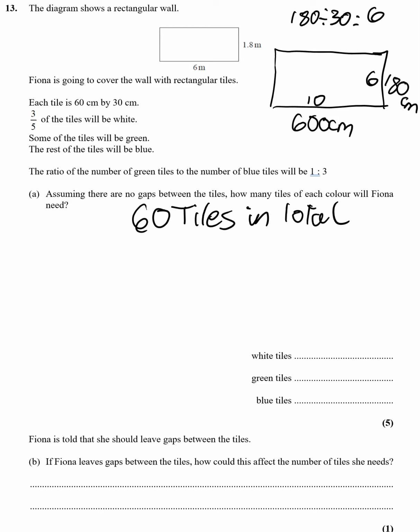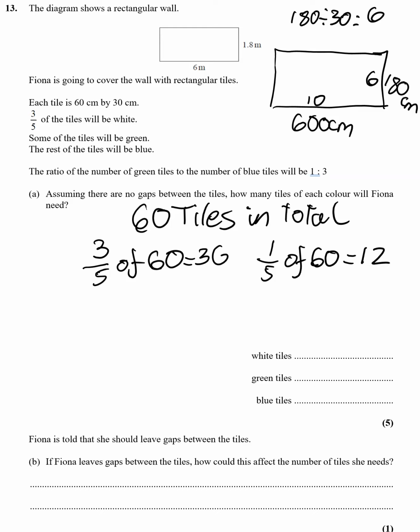Okay, now we know 3/5 of the tiles are white, so we need to work out 3/5 of 60. Well, 1/5 of 60 is basically 60 divided by 5, which is 12. So 3/5 of 60 will be 36. I've seen this question before somewhere.